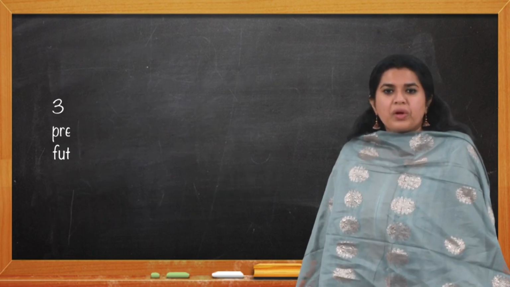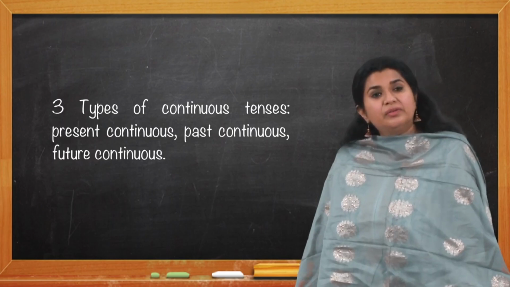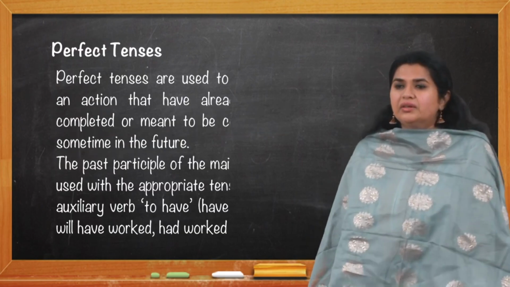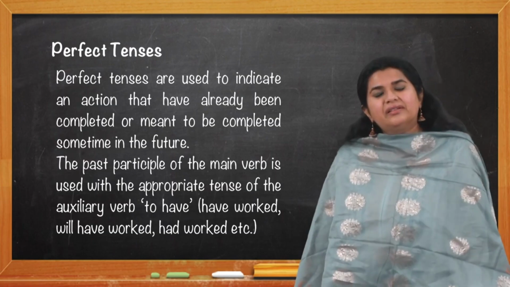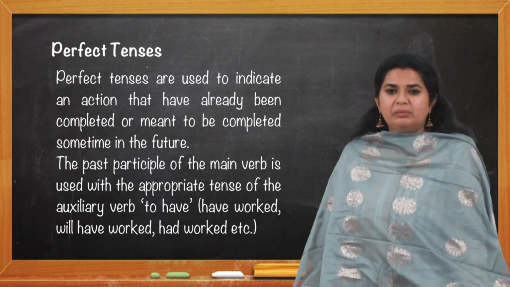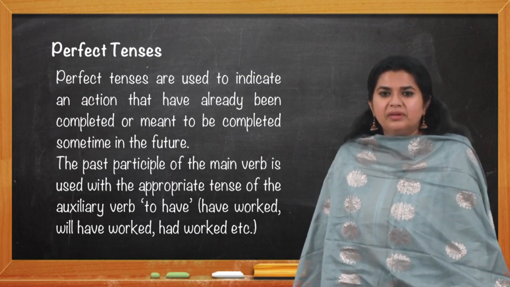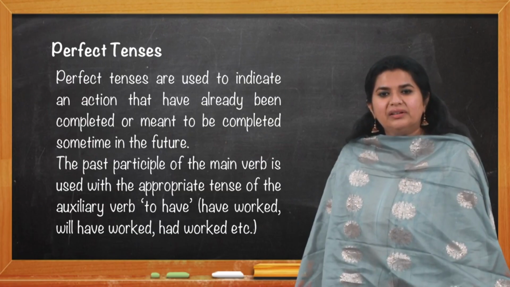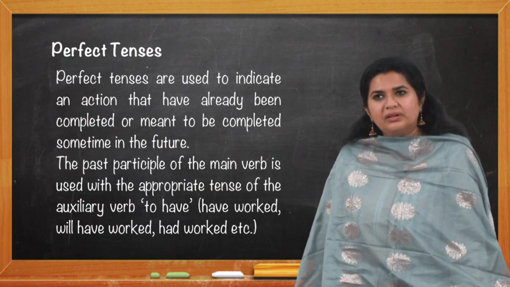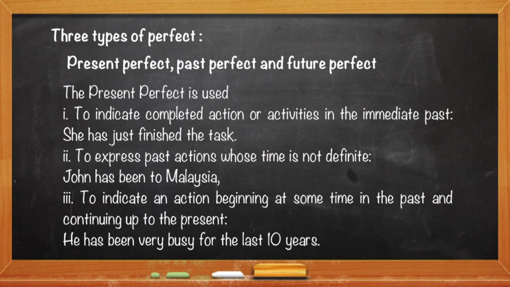Auxiliary. So, types of continuous tenses: present continuous, past continuous, future continuous, and then we have perfect tenses. Perfect tenses are used to indicate an action that has already been completed or is meant to be completed sometime in the future. The past participle of the main verb is used with the appropriate tense of the auxiliary verb to have: has worked, will have worked, had worked, etc. There are three types of perfect tenses: present perfect, past perfect and future perfect.